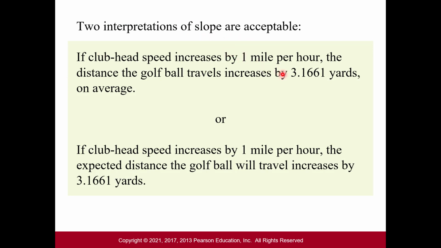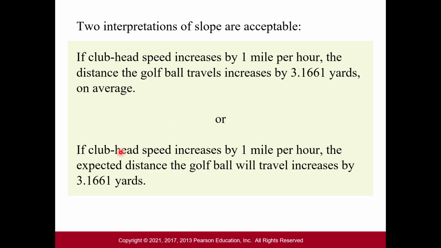We had a slope of 3.1661, so technically that's over the number 1. So we can say if the club head speed increases by 1 mile per hour, then the distance a golf ball travels increases by 3.1661 yards on average. What this interpretation means is it could be a shorter distance, it could be a longer distance sometimes, but on average, this is the distance anytime we increase the speed of the club head.